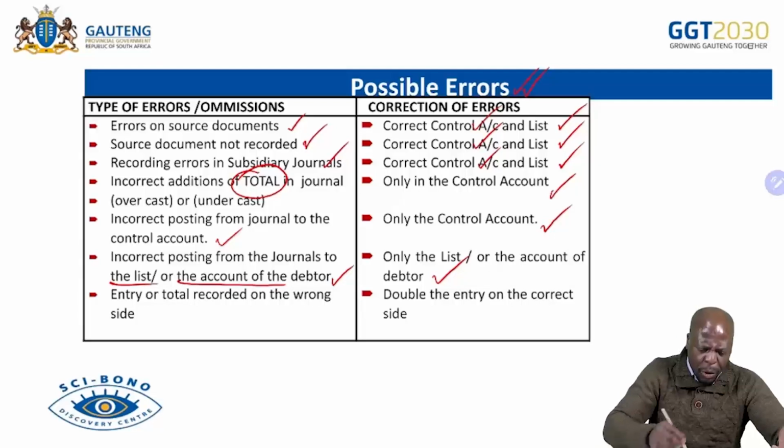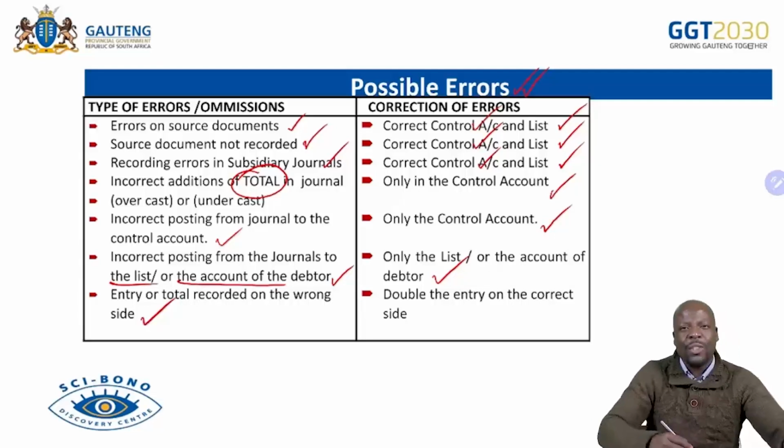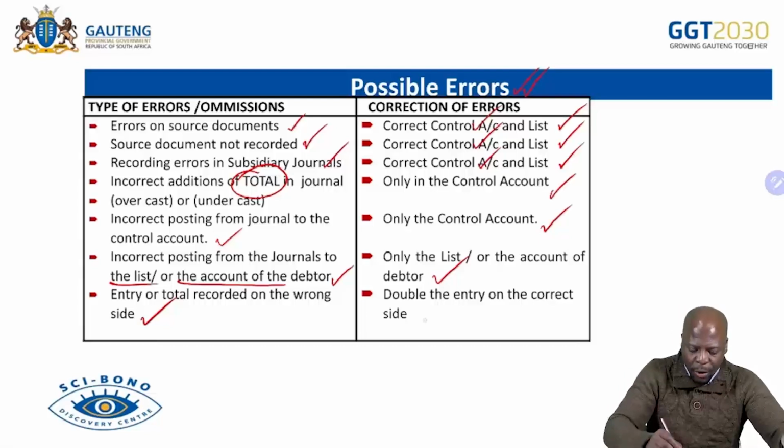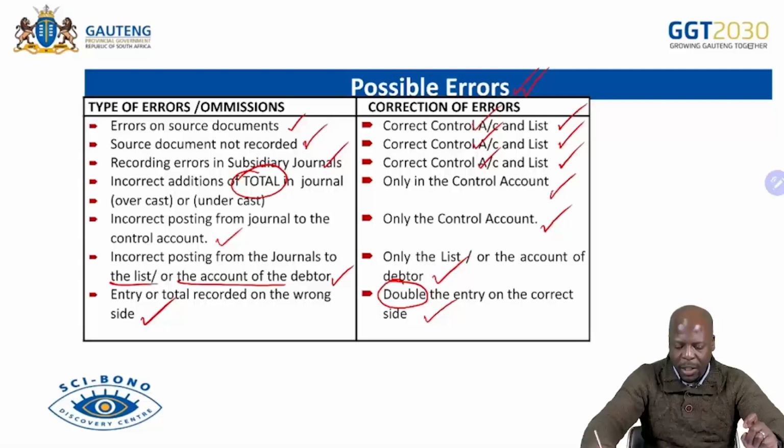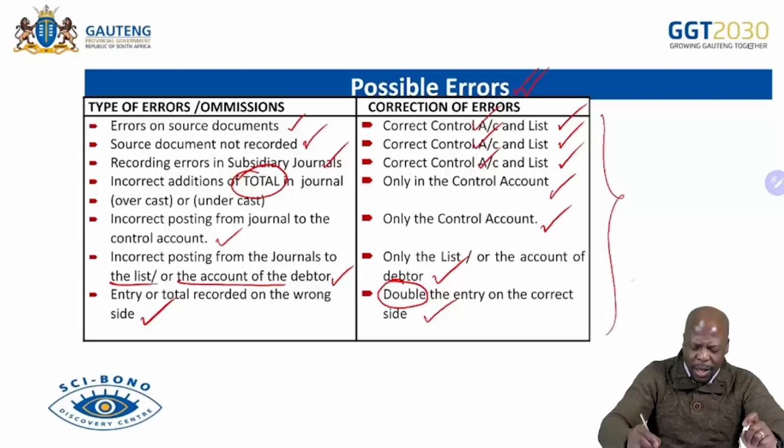Entry or total recorded on the wrong side. If an amount is recorded on the wrong side, you're going to see as we go later, if an invoice or a receipt or a credit note is recorded on the wrong side, what do we do? You double the entry on the correct side. This is a very important principle. Once an amount or a total is recorded on the wrong side, we should record it on the right side, but we should double the amount. Okay, very important. So I want you to focus on these.